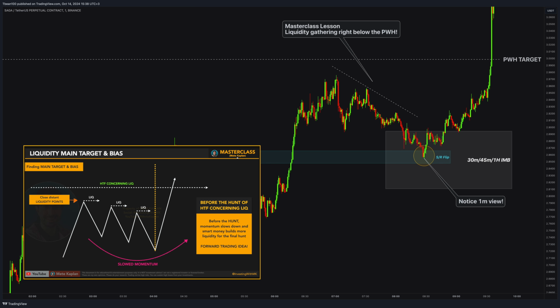This is a very classic smart money tactic. Extra liquidity gathering right below an important institutional level or the high time frame imbalances. You can see the little snapshot from my masterclass on the bottom left. This stuff keeps happening daily.